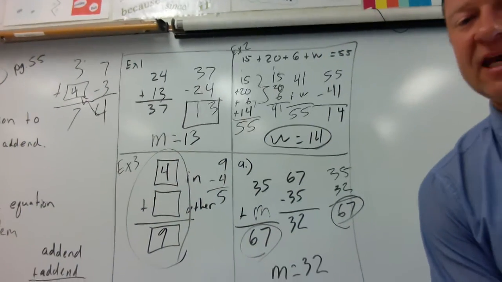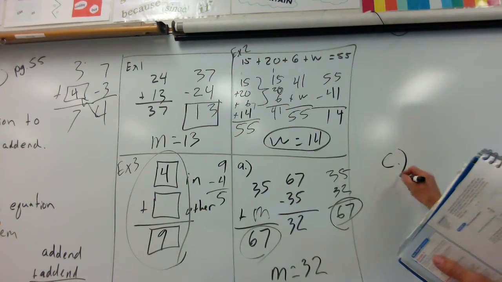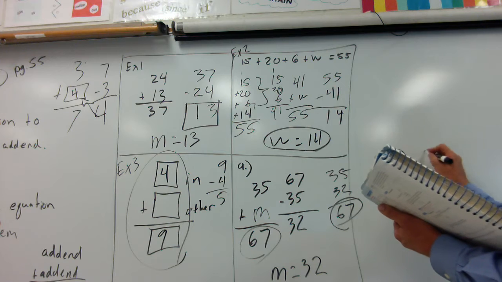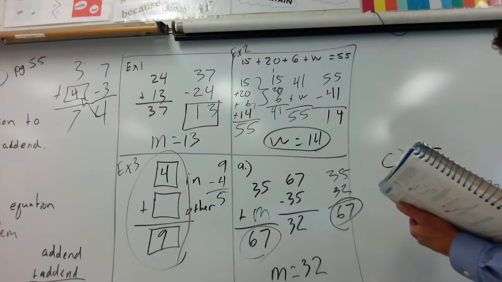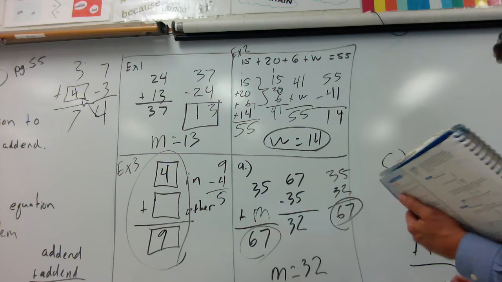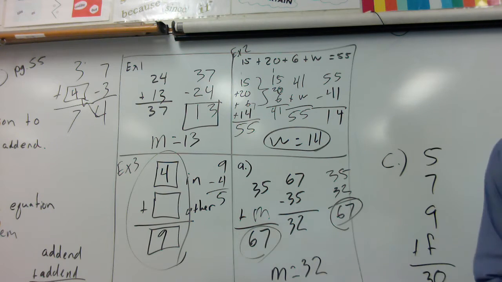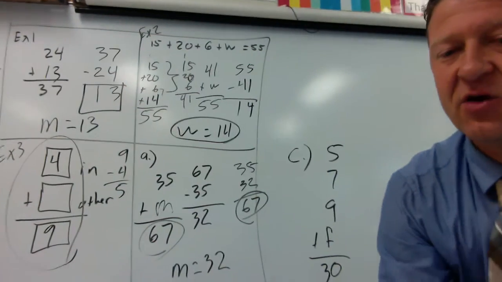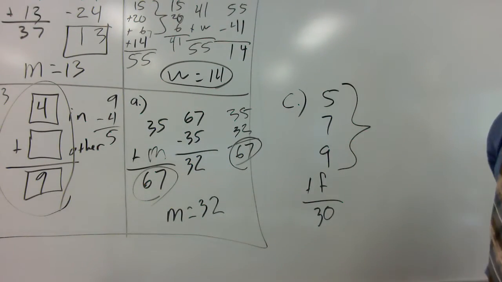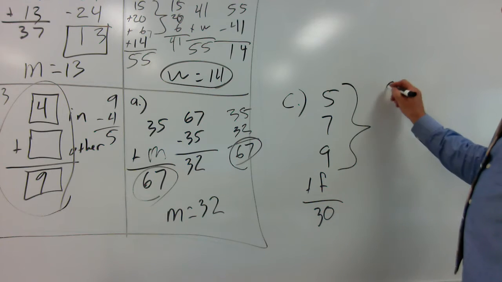Let's do C. I'm just going to write it over here because I don't have enough room in mine because I write so big so you can see it. C says 5 plus 7 plus 9 plus F equals 30. Now, guys, when we have a whole slew of numbers like this, remember what we're going to do. We're going to add first, then subtract. So go ahead and rewrite it.